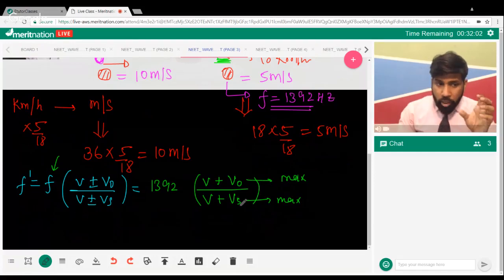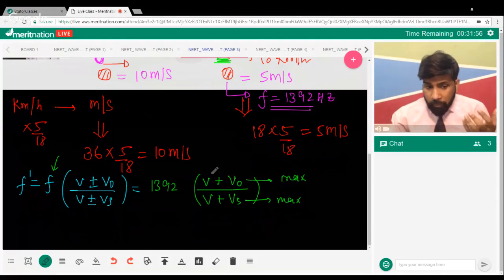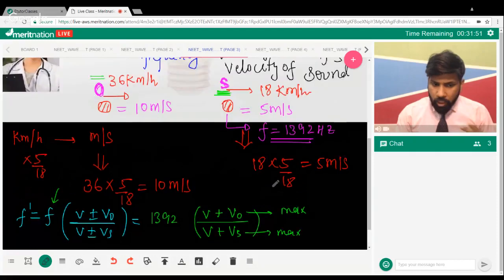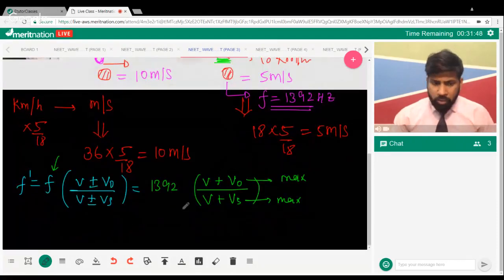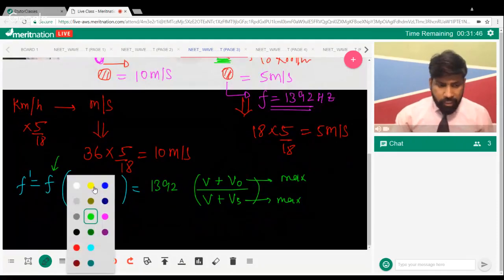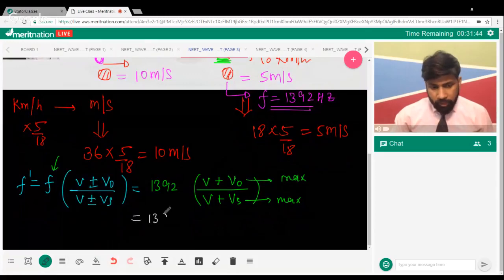And if we talk about the observer, the observer is trying to increase the frequency. So for that we need to take the maximum value of the numerator, and that is only possible when we take v plus v naught. Okay, that's it. Now just put the values of v, v naught and vs, and you will get the final answer. So let's see here, students, this is 1392.